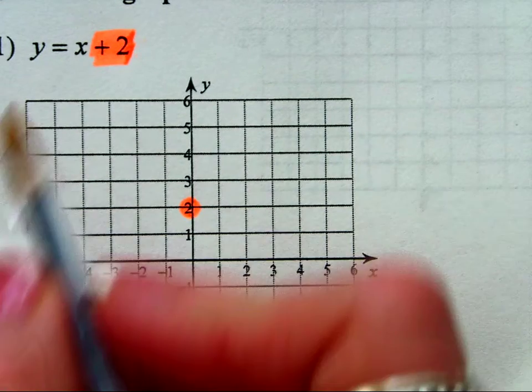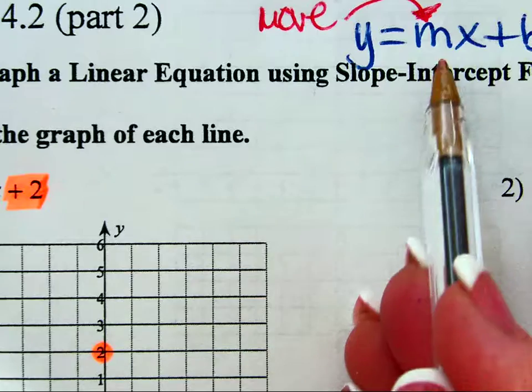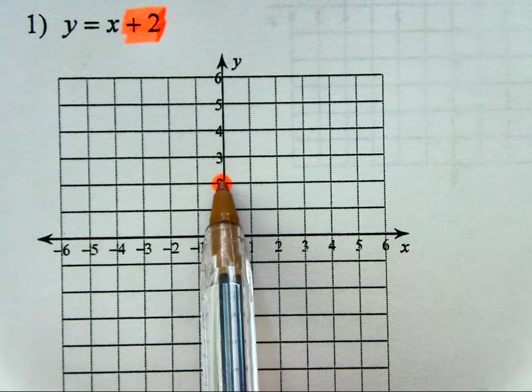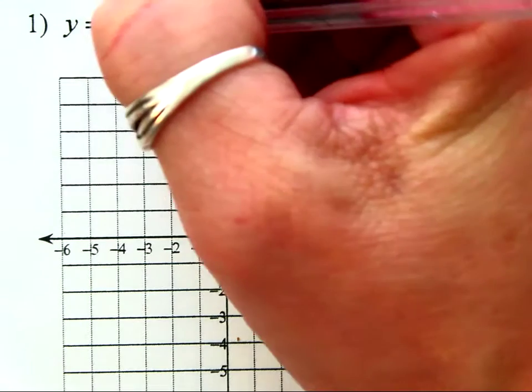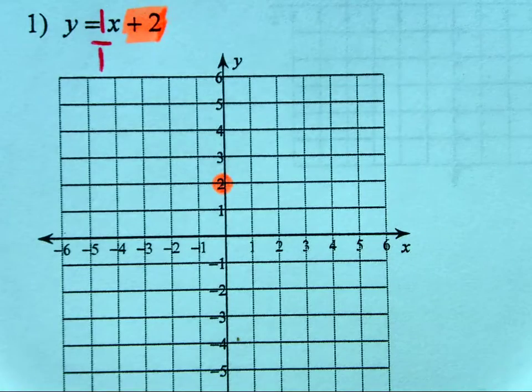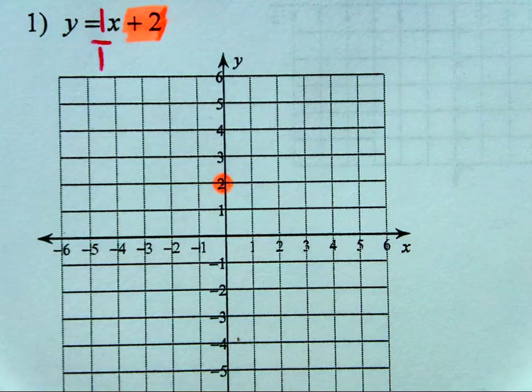And the slope tells me where to move. So, keeping your pencil on the beginning value, what does this mean? What does a slope of 1 mean? It means I'm going to rise up 1 and run right 1. Ooh, try to say that fast 3 times. Rise 1, run 1. Okay?